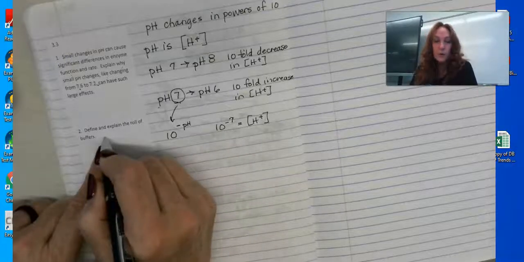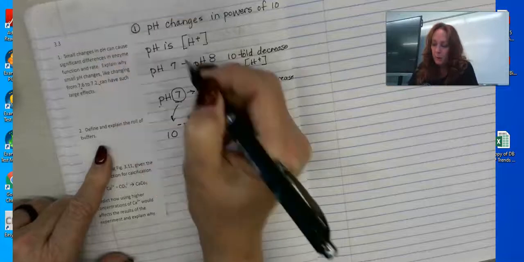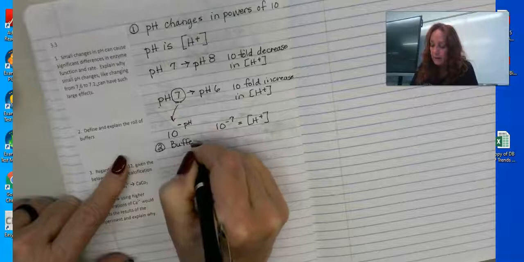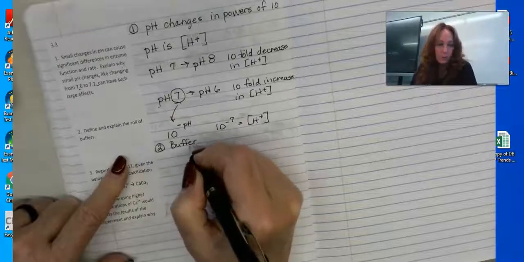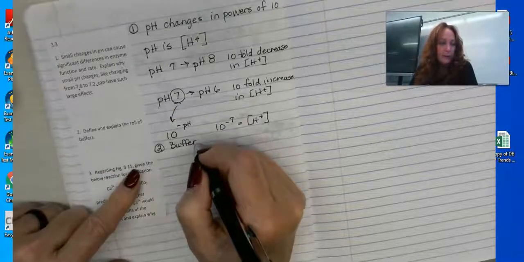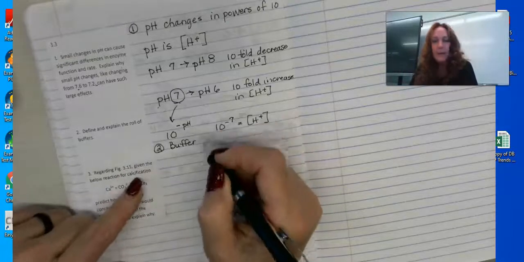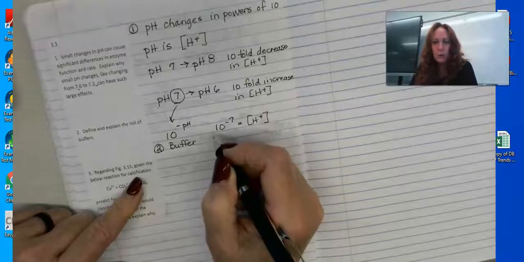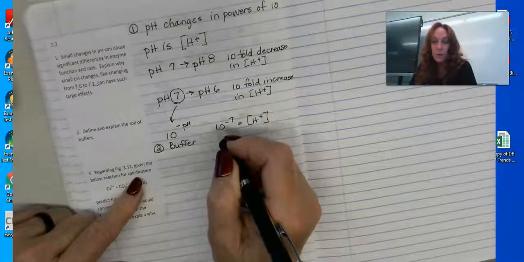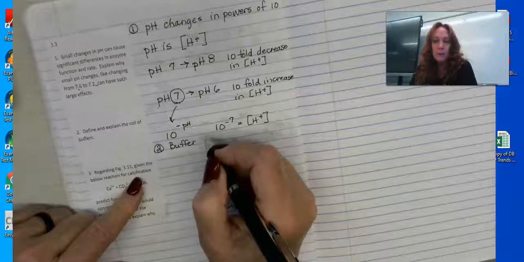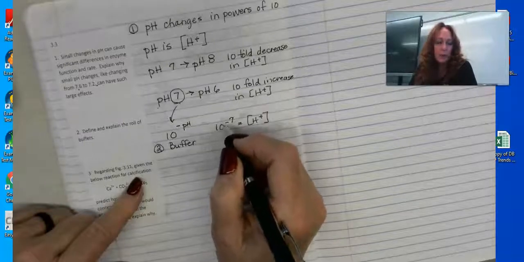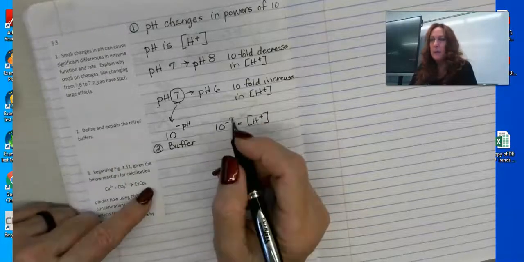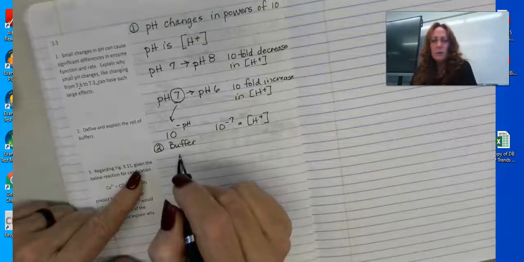So you use buffers. So this is 1 and 2. A buffer is just a chemical, and it has the ability to accept extra hydrogen ions. As the pH is going lower than you would want because there are more hydrogen ions, the buffer can accept them, or it can release hydrogen ions in order to maintain the pH. So it's almost just like a sponge for hydrogen ions.